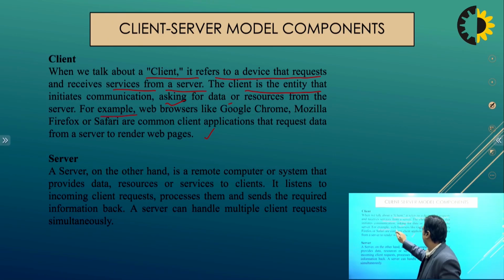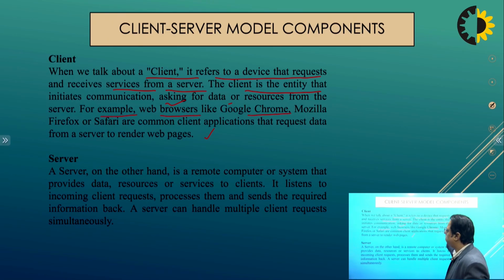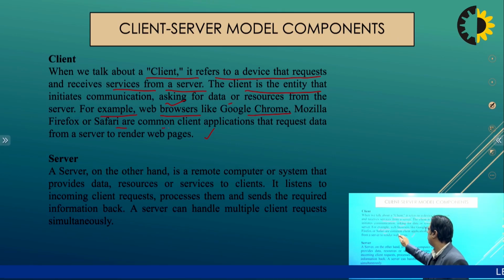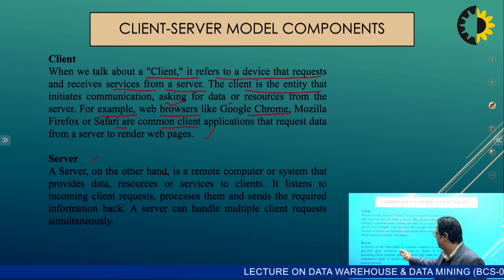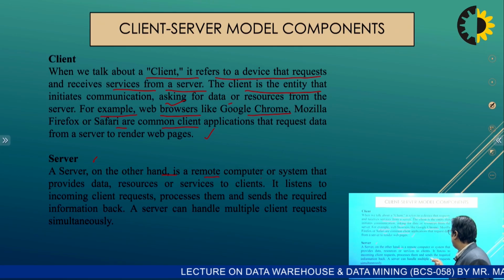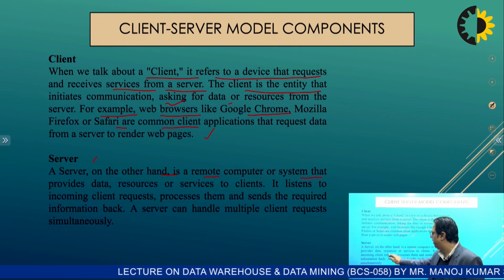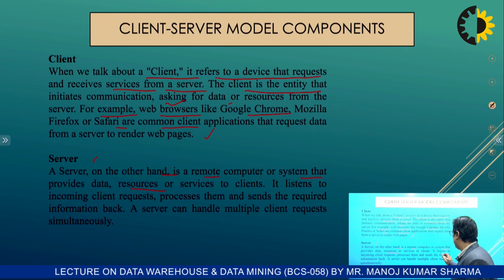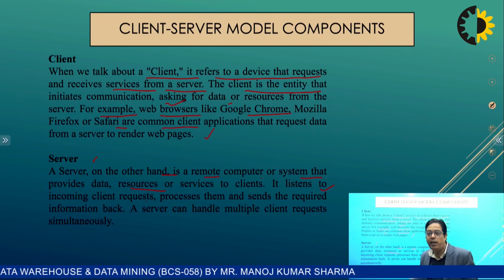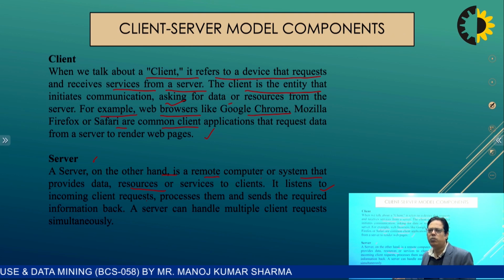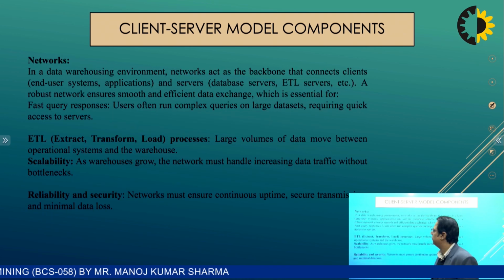Web browsers like Google Chrome, Mozilla Firefox and Safari are common client applications that request data from servers and render web pages. What is a server? A server, on the other hand, is a remote computer or system that provides data, resources or services to clients. It listens to incoming client requests and provides the response according to the client request.